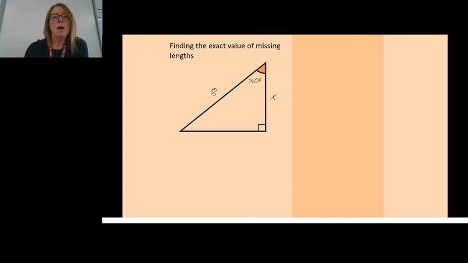Okay, you might be asked to find exact values using your understanding of exact trig values. So I'm going to go over an example question for you and then I'm going to get you to have a go at a couple, again pausing the video.